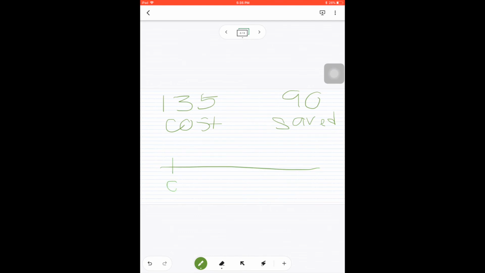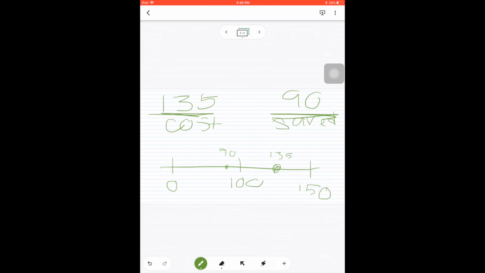Let's say this is 0, here's 100, here's 150. I would say that my 135 right over here is going to probably be about in the middle between 100 and 150. I'm going to label it 135. And then my 90, I'm going to say goes right about here. I'm going to label it 90.